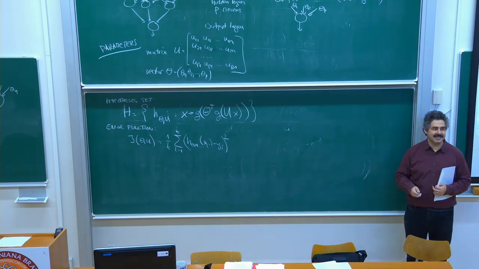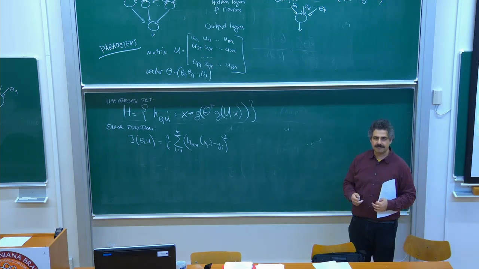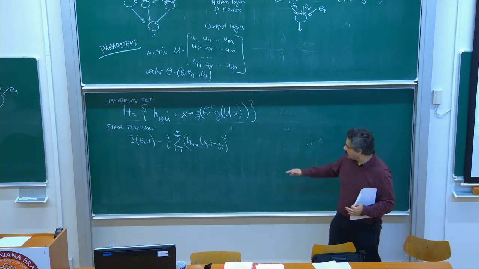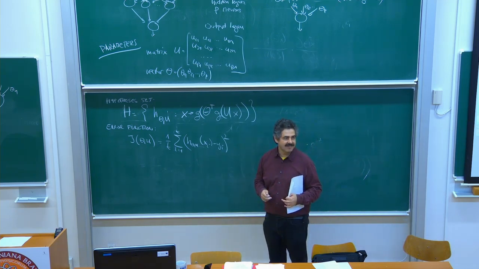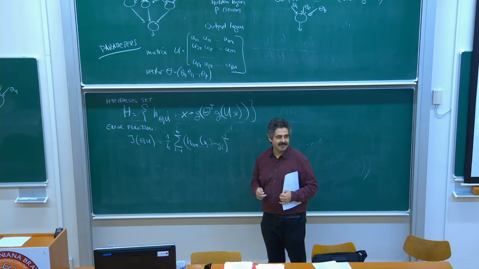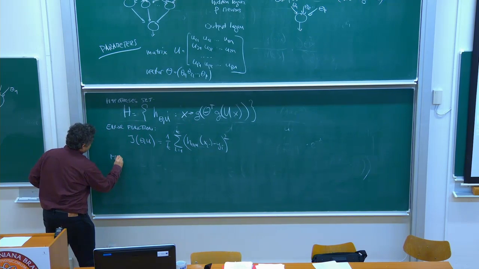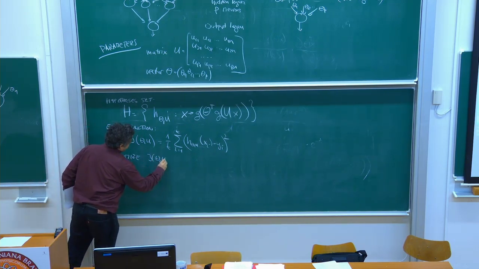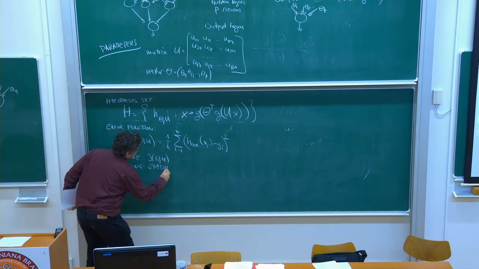So what would be the next idea? What ought we to do to build a training algorithm? Sorry? Minimize it? Well, we want to minimize this function, but how will we do that? By gradient descent, right? So minimize J(theta) using gradient descent.